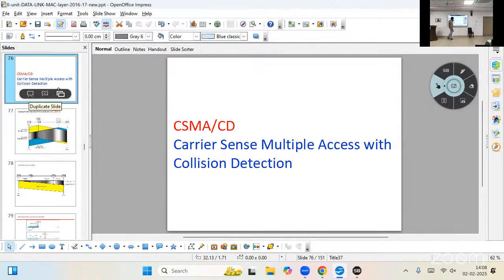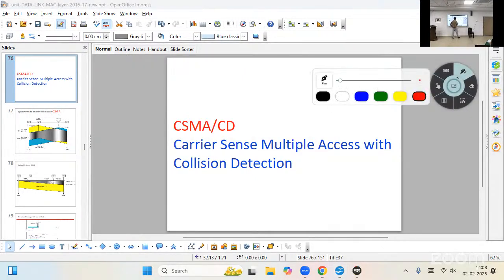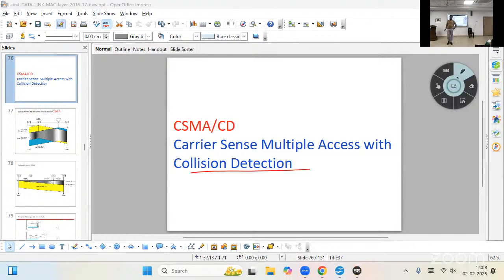Okay. Next one is CSMA/CD. What is CSMA/CD? Carrier sense multiple access with collision detection. Detection: what is the detection? Here we detect whether a collision will happen or not.